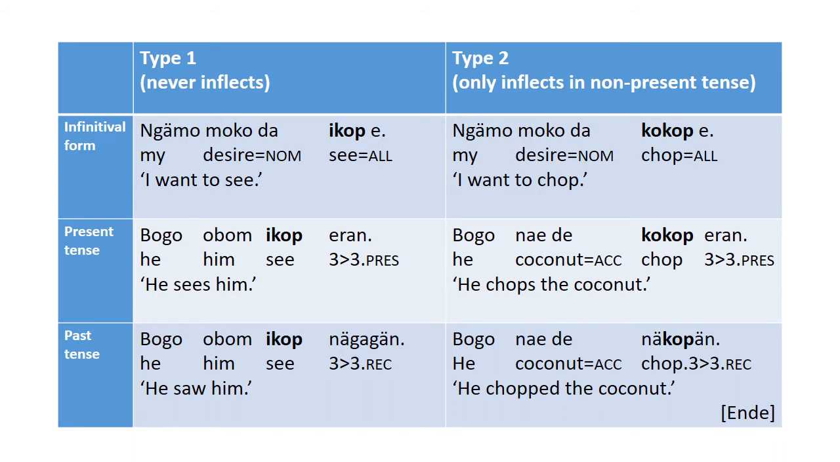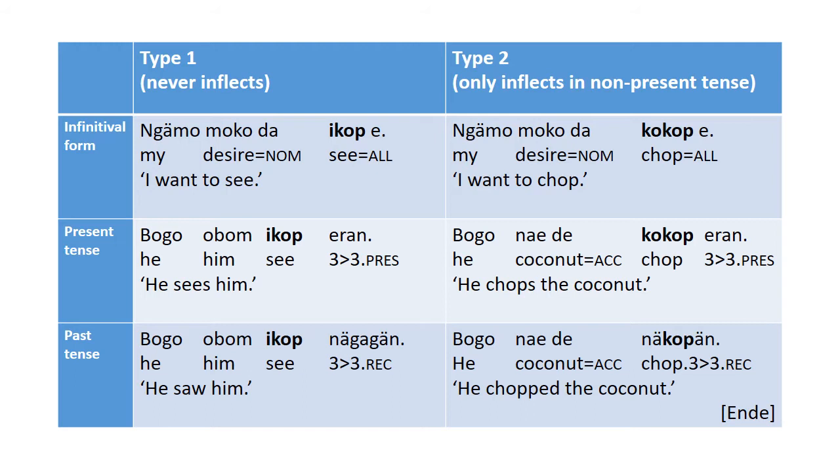In this table, you see some more examples of the two types of non-inflecting forms. Type 1 is non-inflected in the infinitival form, the present tense, and the past tense. You can see this verbal element ikop, meaning to see. In the infinitival form, ngumomukoda ikope, you see that ikop is followed by the allative case clitic a, which is always found with the infinitival form, ikope, to see.